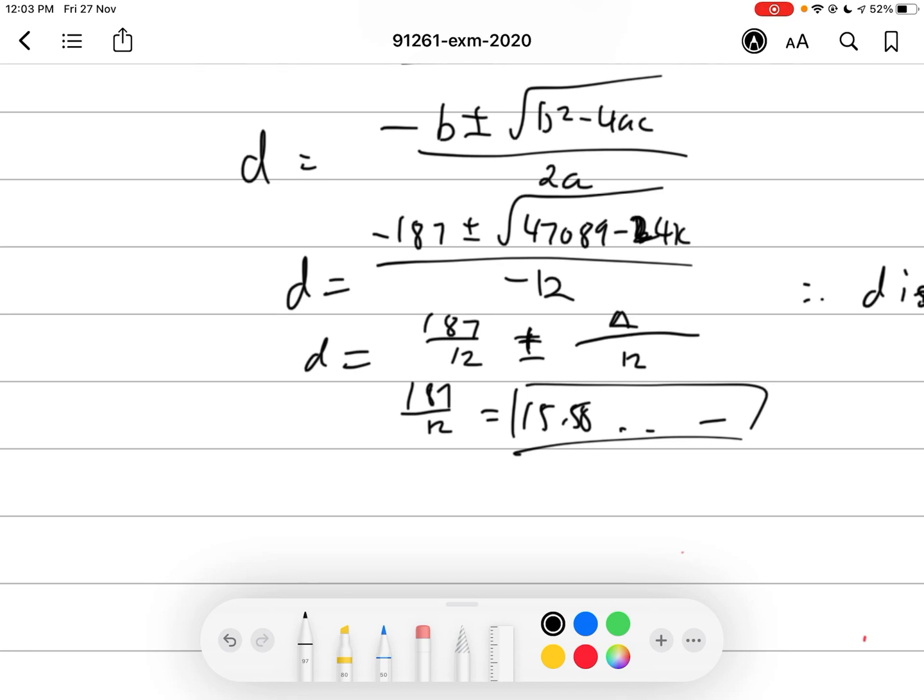On the minus side, the closest way we can make this an integer is 180, if you notice. 180 over 12 is going to give us 15, so d equals 15. That's the closest one we can get. So therefore, our discriminant over 12 equals 7 over 12, so the discriminant equals 7.